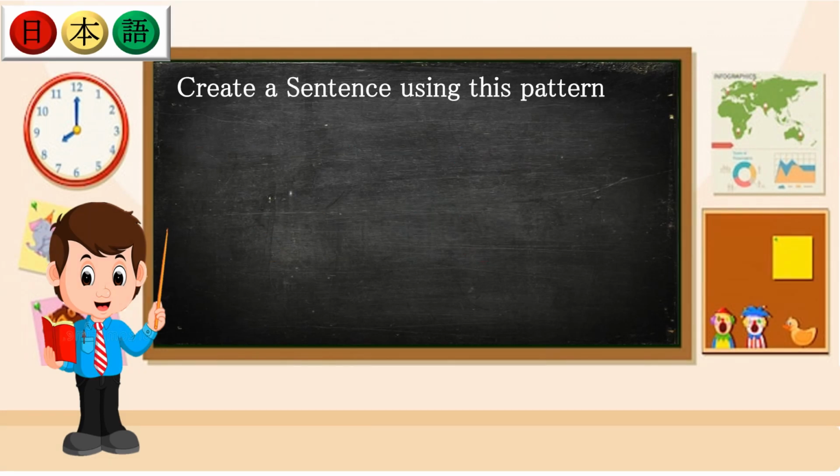Dewa, hajimemashou. In this sentence pattern, we will be using affixed particles. In our subject, we will be using particle wa. In our time, we will be using particle ni. For the place of action, we will be using particle de. And for our direct object, we will be using particle o.